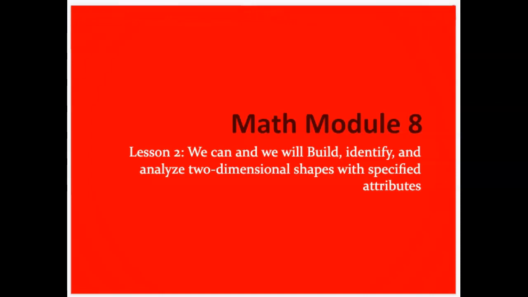Good morning, second graders. Today we're working on Module 8, Lesson 2, and our objective is we can and we will build, identify, and analyze two-dimensional shapes with specific attributes. So that's a fancy way of saying we're going to name some shapes today and we're going to build some shapes today based on their attributes or characteristics. So how many sides they have and how many angles they have.